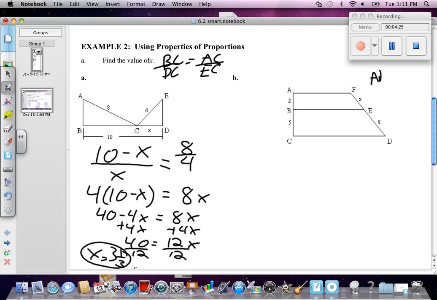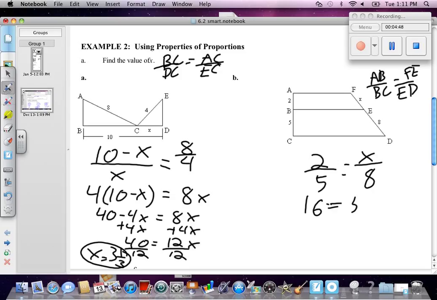AB over BC, this is on your paper, equals FE over ED. Okay, so let's start. What is A to B? 2. What is B to C? 5. Okay. What is F to E? X. And E to D? 8. There you go. Simply cross multiply. It'd be about 3. And then divide both sides by 5.